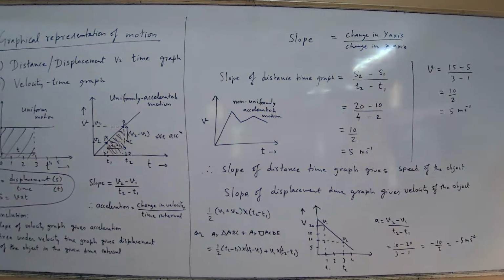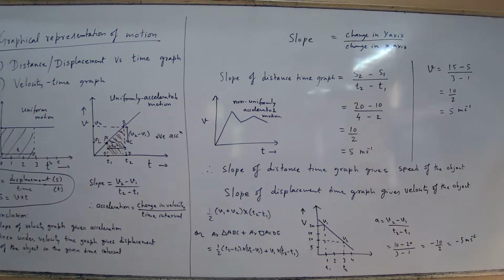Chalo, next. Third one. What can you say about the motion of an object with its speed time graph a straight line parallel to the time axis? Now the speed time graph is parallel to the time axis. So what is constant? Speed is not changing, so speed is constant. Read the question again. What can you say?